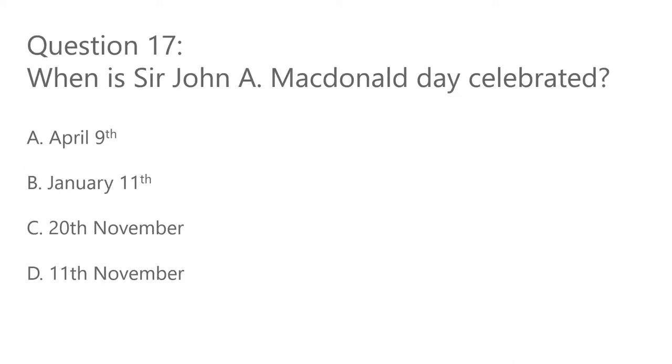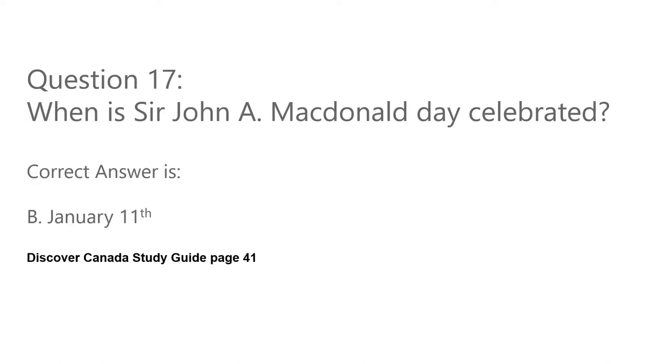Question 17. When is Sir John A. Macdonald Day celebrated? A. April 9th. B. January 11th. C. November 20th. D. November 11th. Correct answer is B. January 11th. Discover Canada Study Guide, page 41.